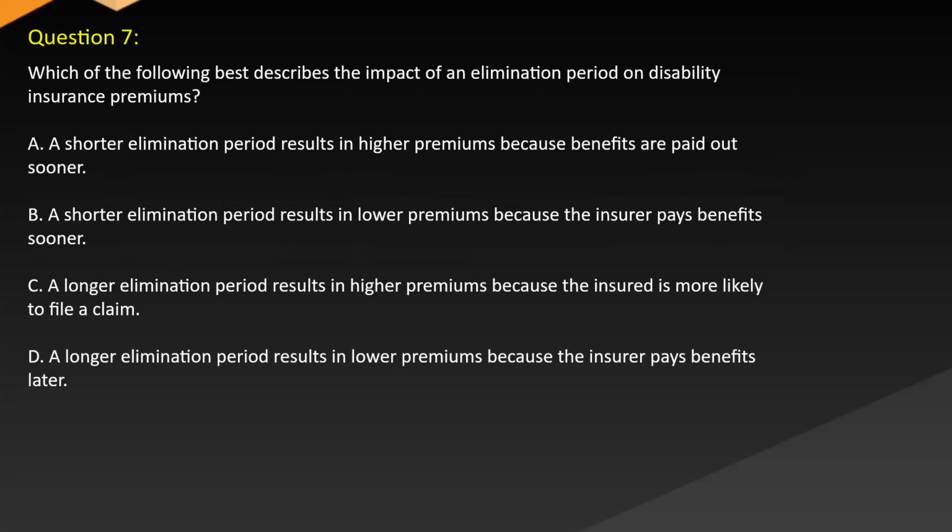Question 7. Which of the following best describes the impact of an elimination period on disability insurance premiums? A. A shorter elimination period results in higher premiums because benefits are paid out sooner. B. A shorter elimination period results in lower premiums because the insurer pays benefits sooner. C. A longer elimination period results in higher premiums because the insured is more likely to file a claim. D. A longer elimination period results in lower premiums because the insurer pays benefits later.